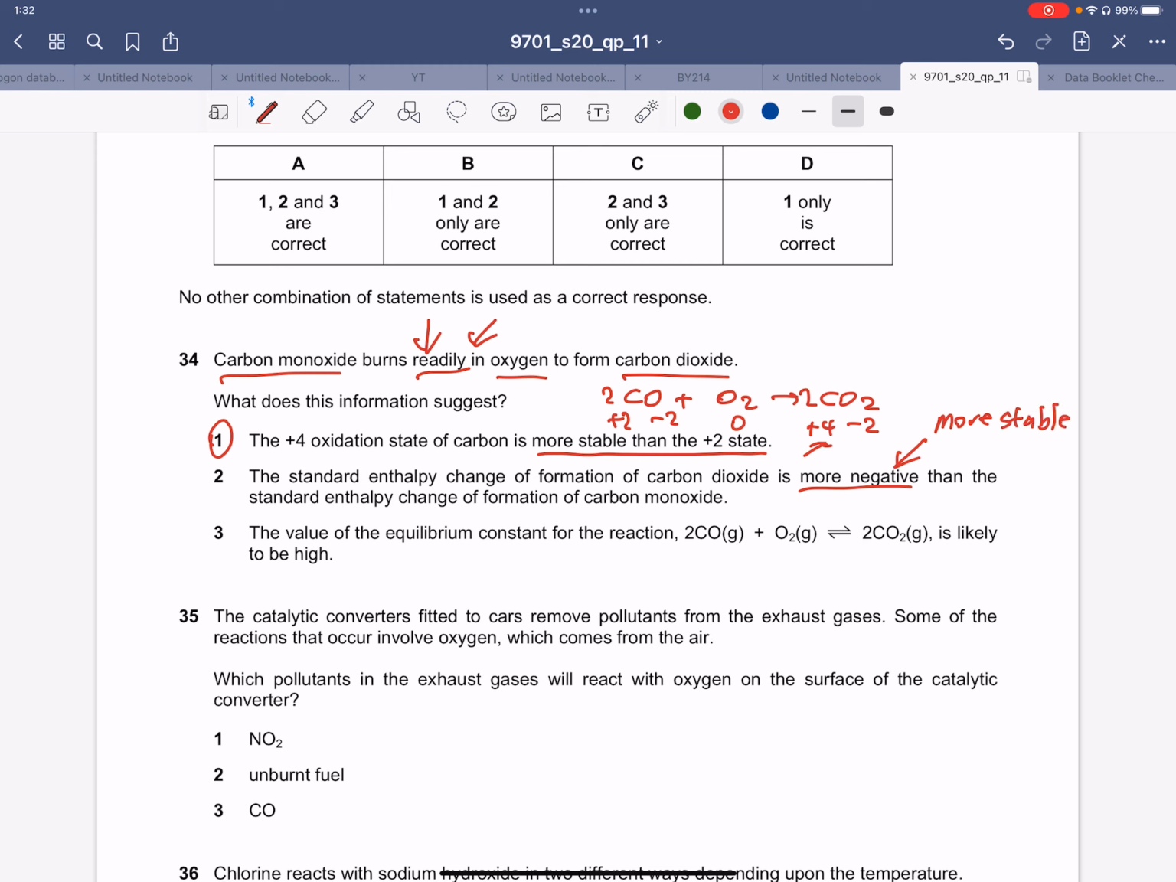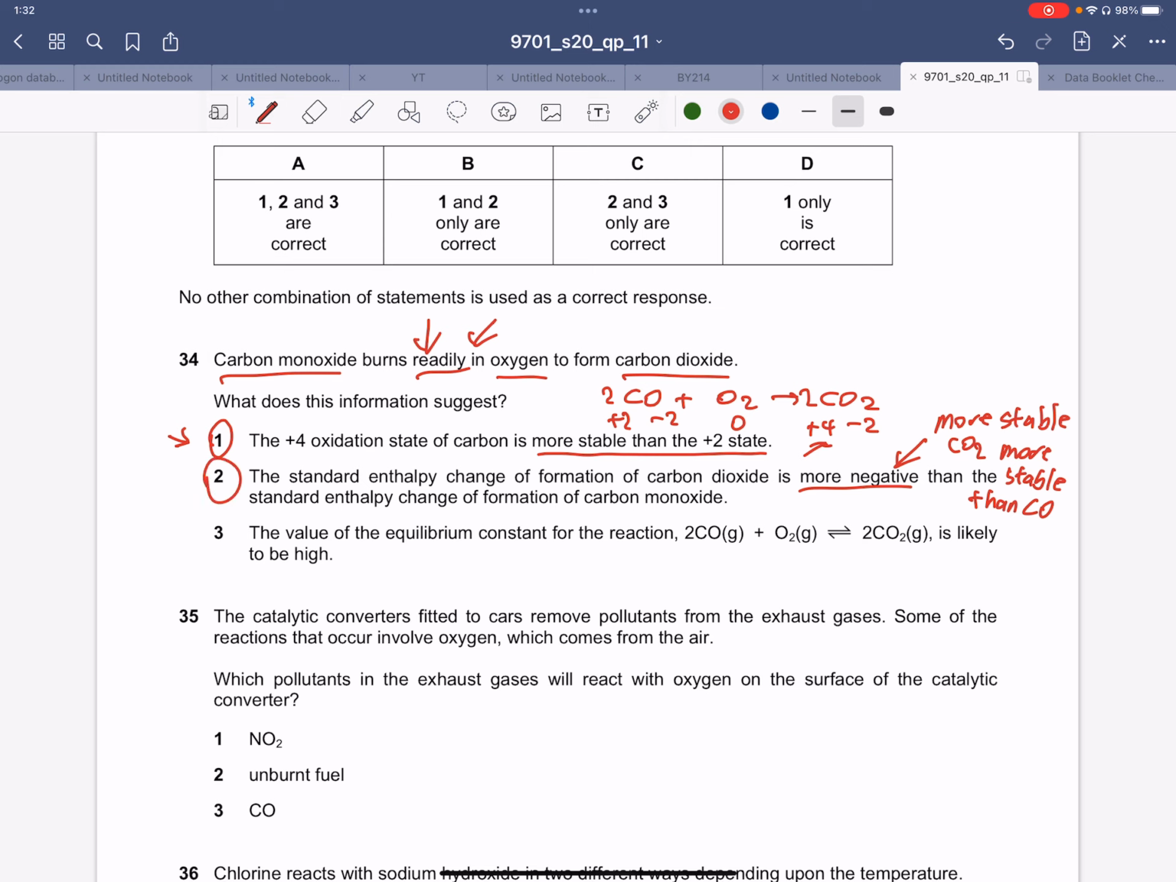So if you have that in the case, basically what this is saying is CO2, since it has a more negative one, it is more stable than carbon monoxide, than CO. And we found from answer choice 1 that that is indeed correct, so answer choice 2 is correct as well.